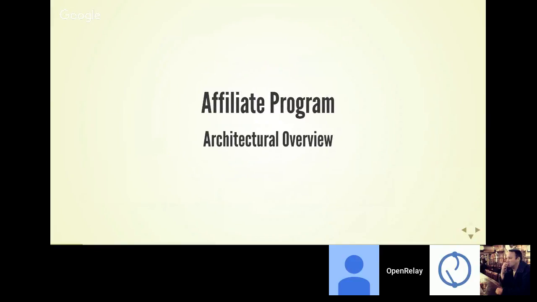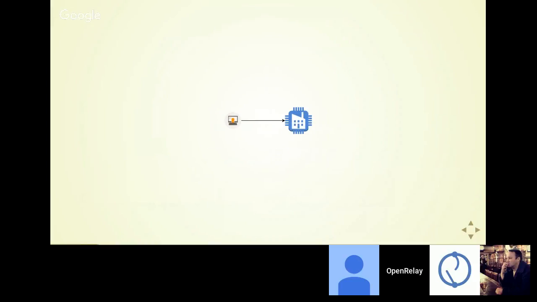So we're going to start with an architectural overview of the affiliate program. So suppose you got a developer who wants to make a dApp, and they want to integrate with OpenRelay. The developer can go to the affiliate contract on the blockchain, and they can sign up for an affiliate account. The affiliate factory contract will create a smart contract specifically for that developer. And that affiliate contract will define a predefined fee split between that affiliate and OpenRelay.